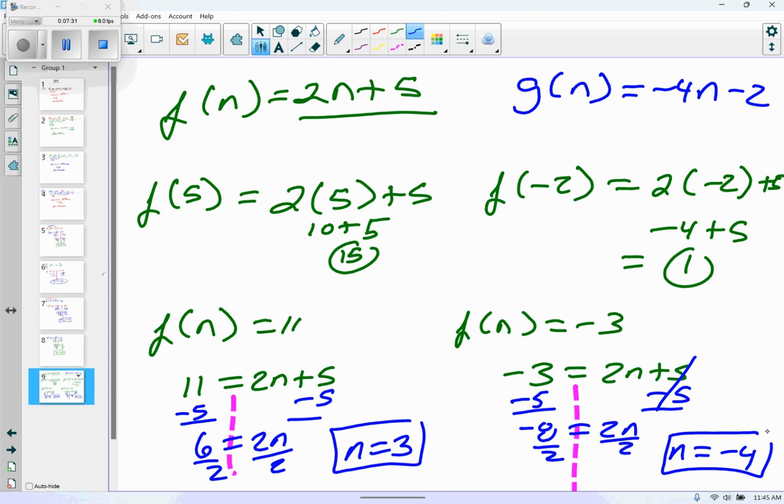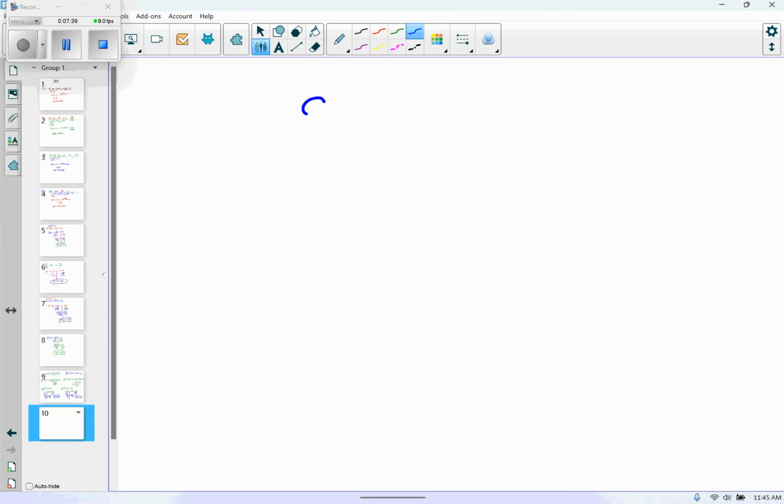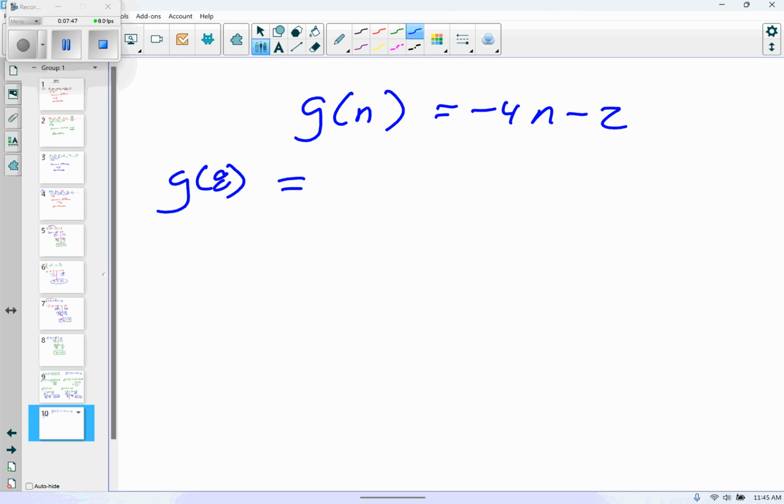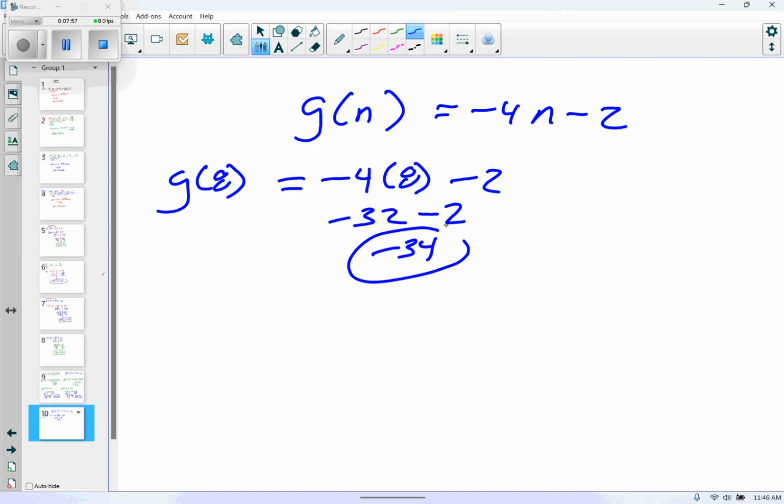If you have any questions about this, you can ask me or ask your teacher. So the next problems that are on the page, I'm going to switch page. Notice I have the g of n that I'm going to use. So the first one, I want g of 8, which is going to be negative 4 times 8 minus 2. That's negative 32 because negative 4 times 8 is negative 32. Goes more negative, so I get negative 34.